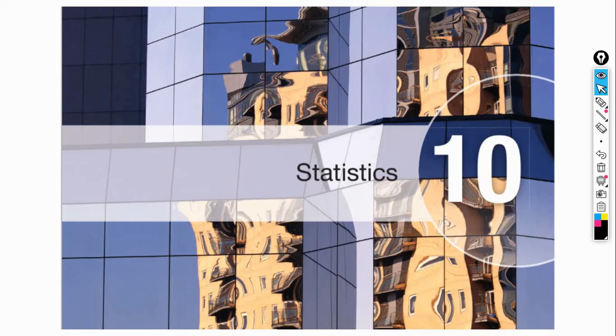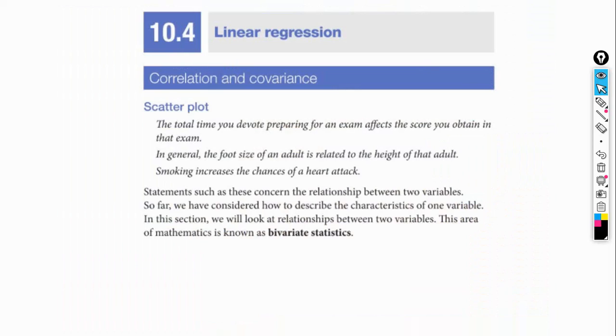Hello everybody. So we are going to continue in this video with Chapter 10 Statistics, and we are going to go into Section 10.4 Linear Regression. And we're going to start with the concepts of correlation and covariance. So first of all, let's talk about a scatter plot.